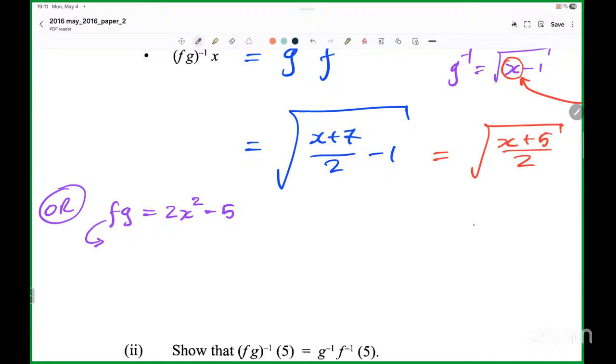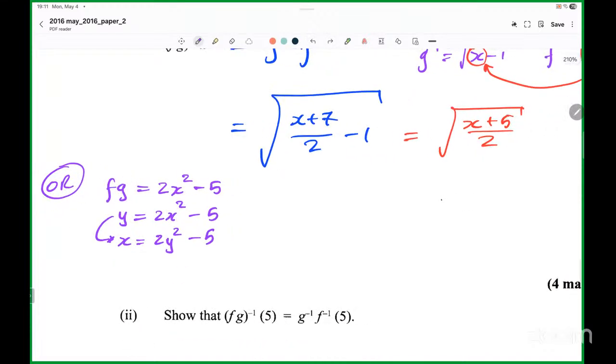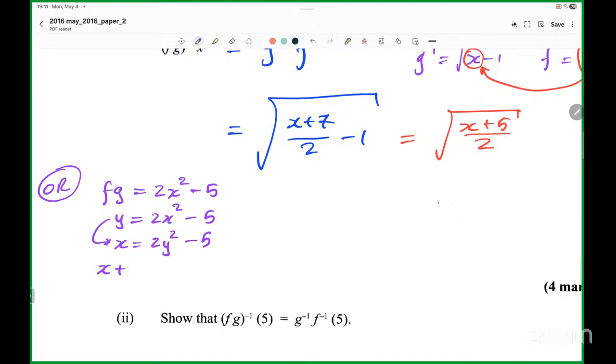So when I put y equals 2x squared minus 5, don't inverse it yet. Right? So when I inverse it, write this as a y to make it less complicated. So it becomes x equals 2y squared minus 5. I want to make this y the subject now, which is now the inverse of this composite function. So I'll carry over the 5 and divide by the 2 first. So you get x plus 5 over 2 equals y squared.